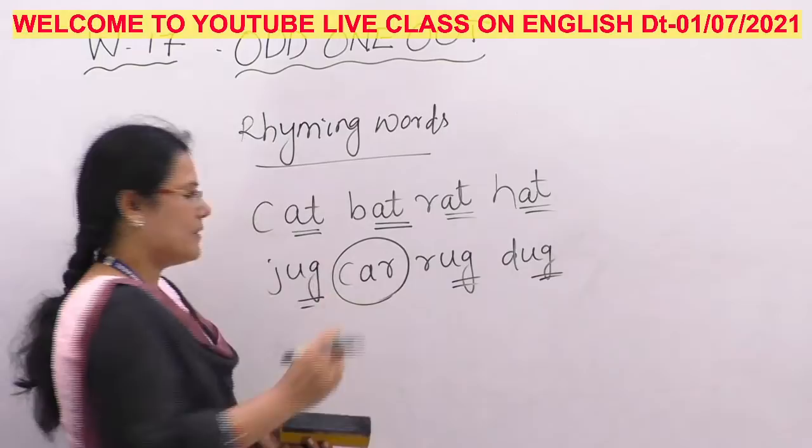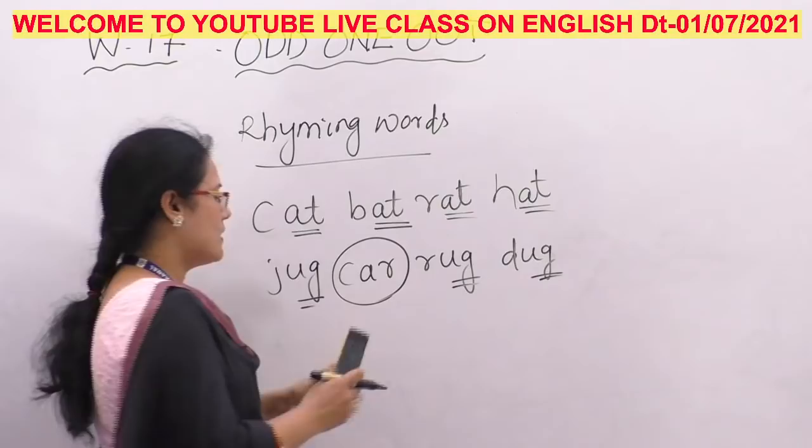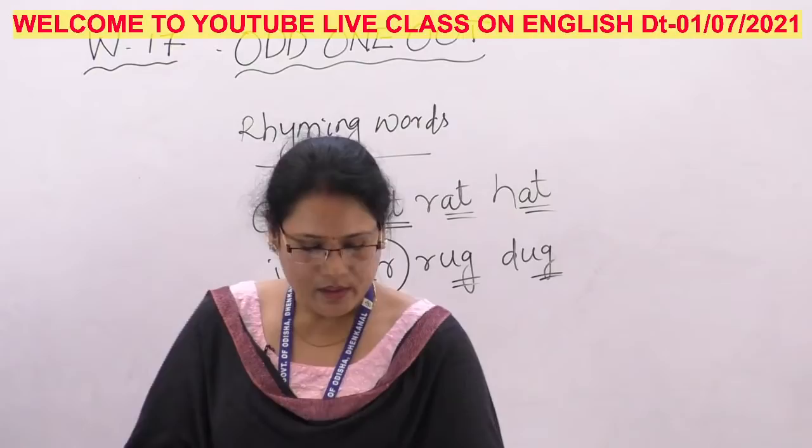It is different one. Jug, rug, dug, car. So, this is odd one out. So, this is a non-rhyming word. In this way, we have to find out the others. Now, look at your screen.